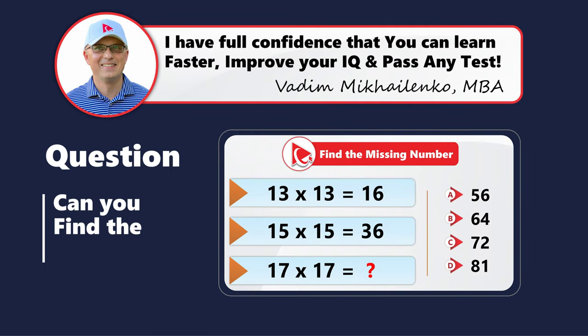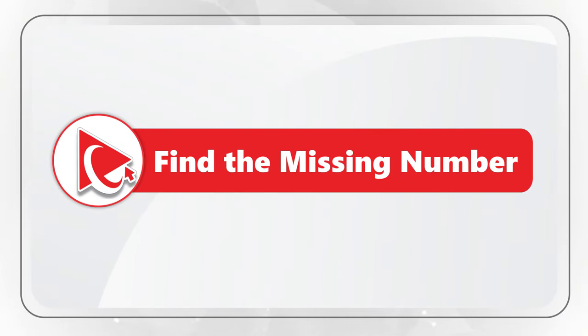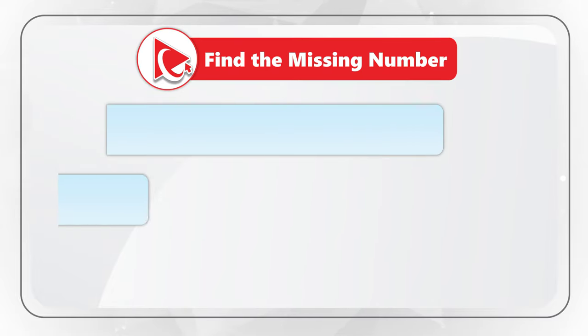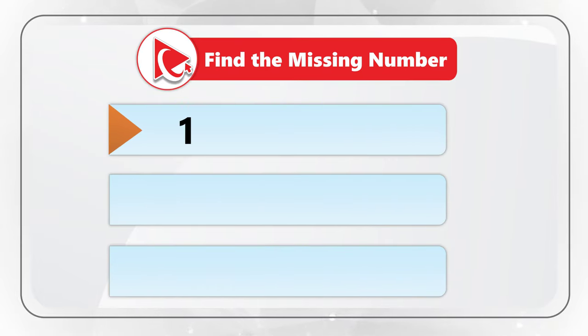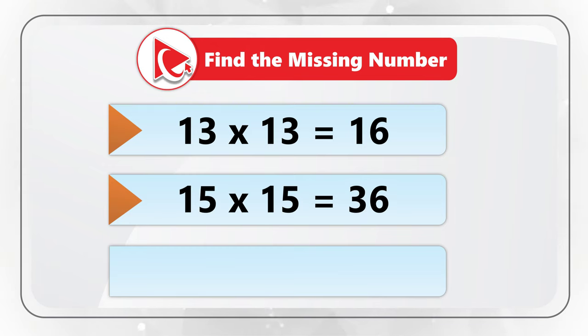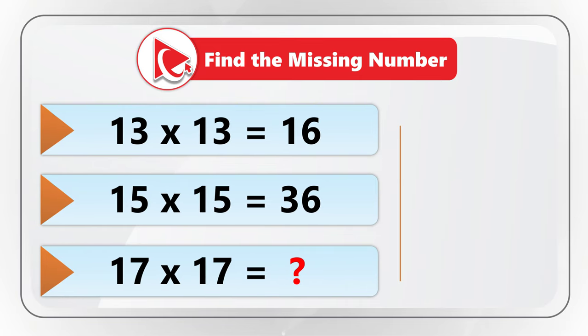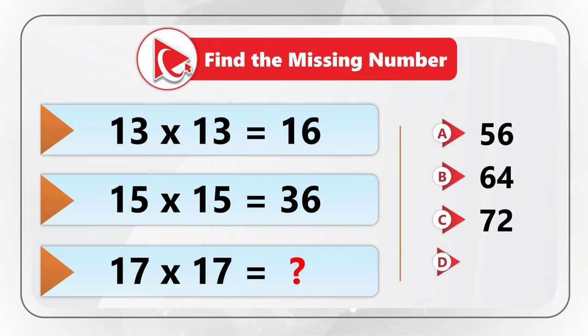Here's one of my favorite questions, which requires you to use your critical skills and imagination. You need to find the missing number, and you're presented with three different expressions. First expression is 13 multiplied by 13 equals 16. Second expression is 15 multiplied by 15 equals 36. And the last expression, the one that's missing the number, is 17 multiplied by 17 equals missing number. You have four different choices to select from. Choice A, 56. Choice B, 64. Choice C, 72. And choice D, 81.